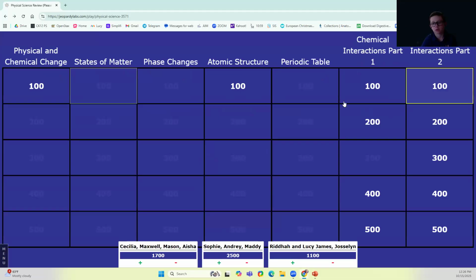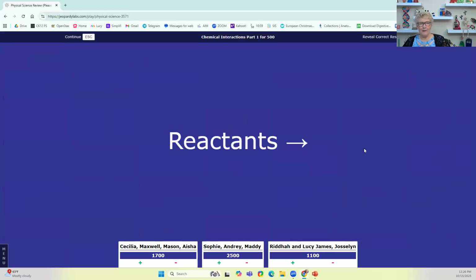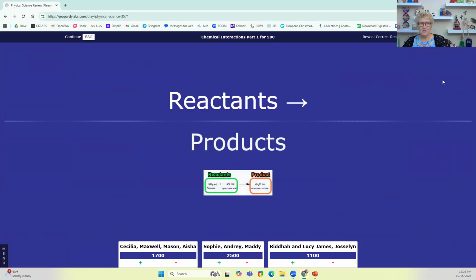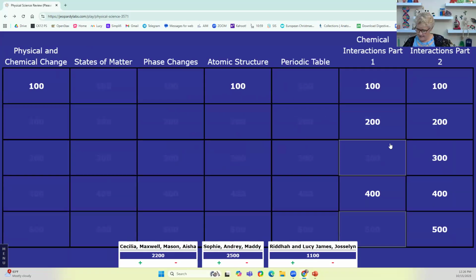Chemical interactions, part 1 for 500. All right. What would go here? Reactants, yield. Aisha, products. You got it. Reactants react to produce the product. Very good. All right, so that was team 1, right? Okay. Now we're at team 2. Maddie.